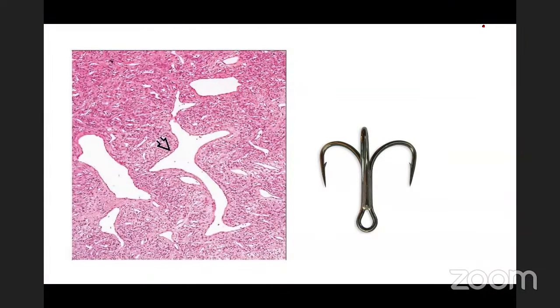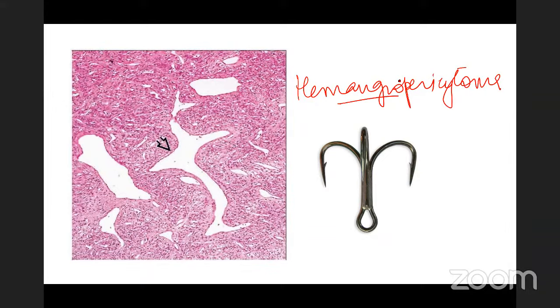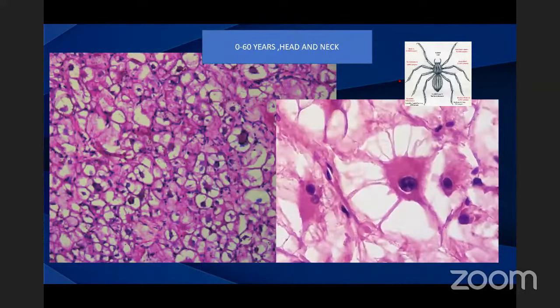Whereas if you see something like this, these are staghorn vessels. Staghorn vessels are very typical of hemangiopericytoma. So this is your hemangiopericytoma. That is what you have to have very clearly available. Now, who is going to answer this question?